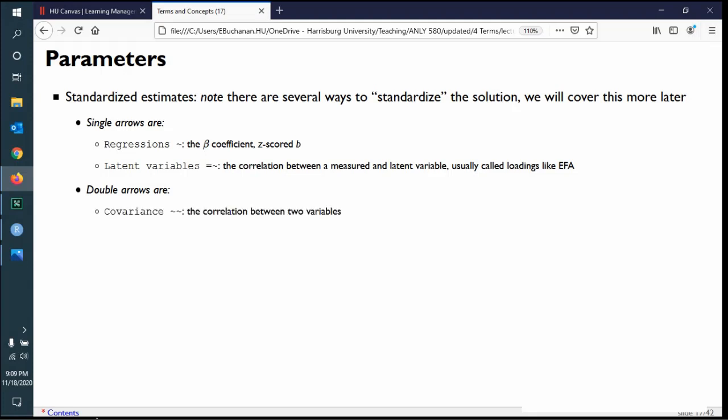The double-headed arrows are covariance; it's correlation after you standardize it. Correlations are easy to interpret, right? They run from negative 1 to 1. 0 means no relationship, and 1 means a perfect relationship.